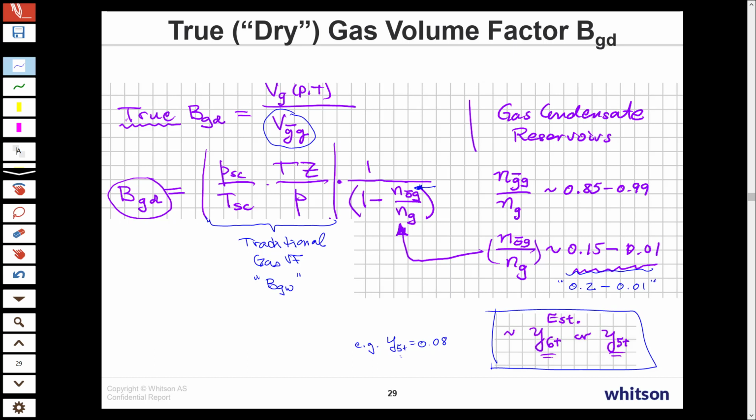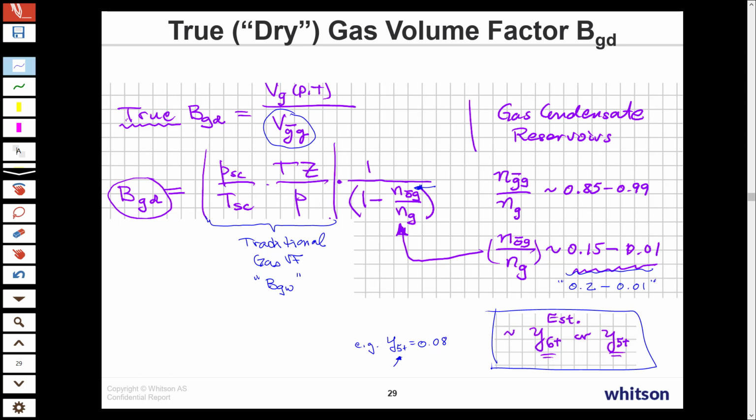So basically this C5 plus is going to be representing your condensate and the C4 minus your surface gas as an approximation. So it's going to be a correction of somewhere around 8%, 1 minus 0.08. So this term will be 0.92, and then 1 over 0.92 is about 1.08. So it's going to be about an 8% correction.